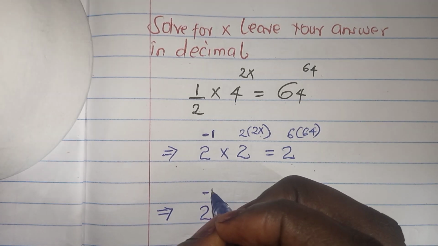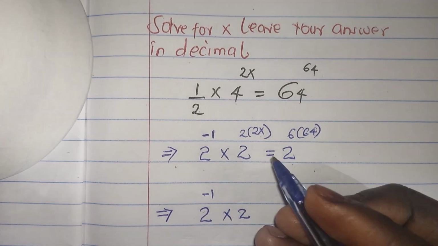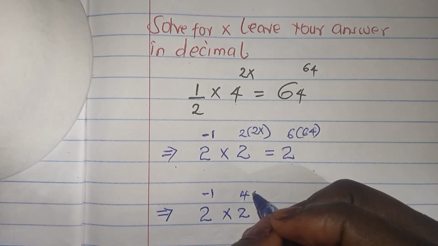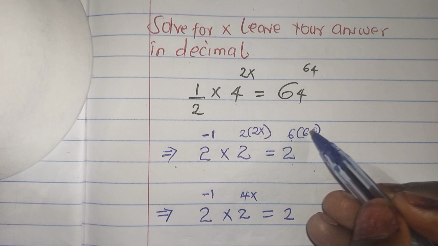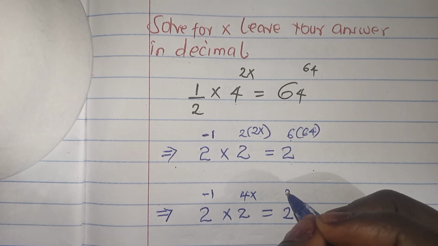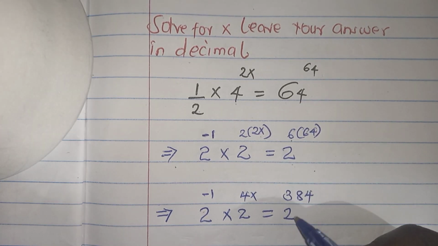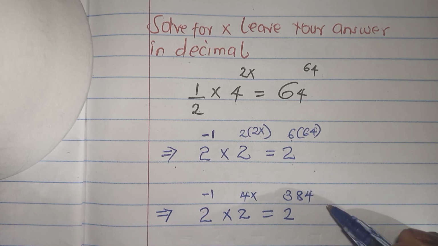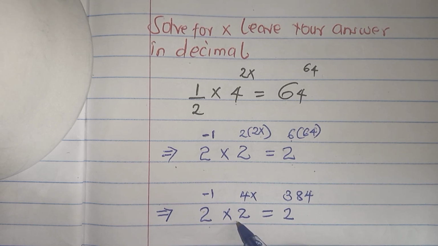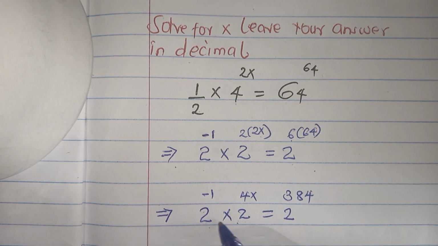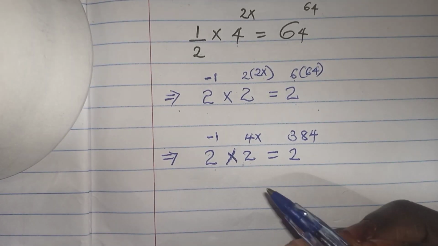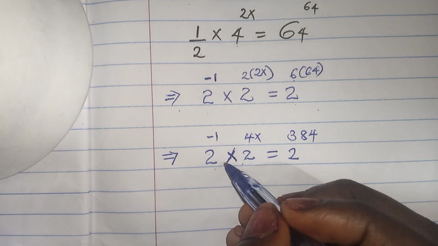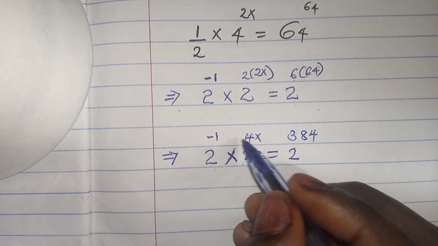2 to the power of -1 times 2 times 2, this is 4x, is equal to 2 to the power of 6 times 64, this is 384. So 2 to the power of 384. And here, because my bases are the same and there is a multiplication sign, according to this law of indices, when their bases are the same and we are multiplying, we can add the powers. I'm going to add these powers.